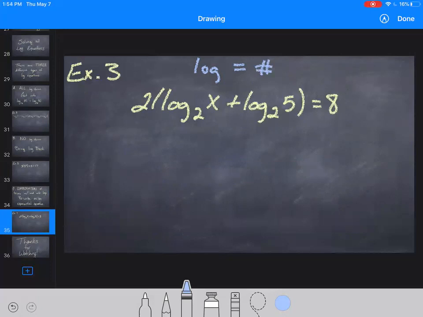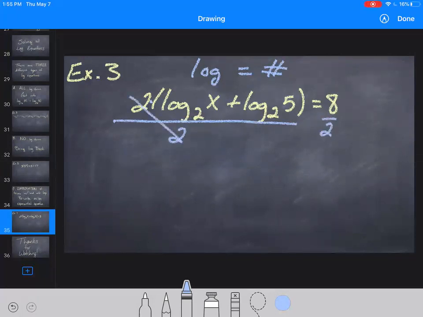And now I'm going to see what I can do. Well, this 2 is being multiplied. Now, normally you want to go ahead and distribute, but if we were to distribute, we're going to end up getting exponents. But another way we could get rid of this is by following our mathematical rules. They're multiplying 2 times that parentheses. Well, the opposite of multiplication is division. So if we do the inverse operation of dividing by 2, that's going to get rid of that 2 that's in front. I end up with log base 2 of x plus log base 2 of 5 is equal to 8 divided by 2 gives me 4.